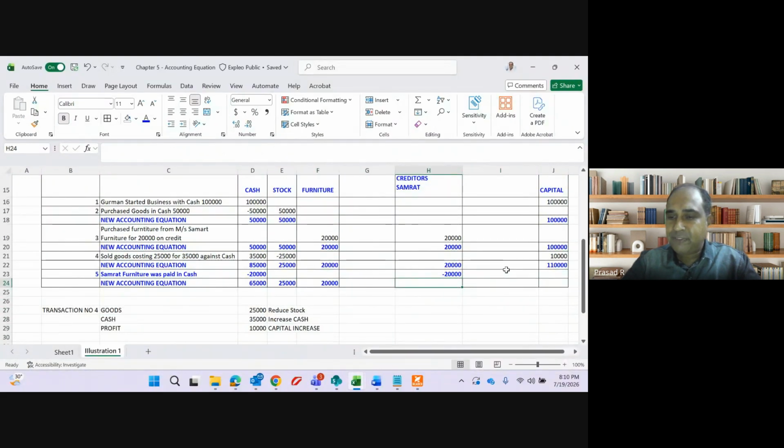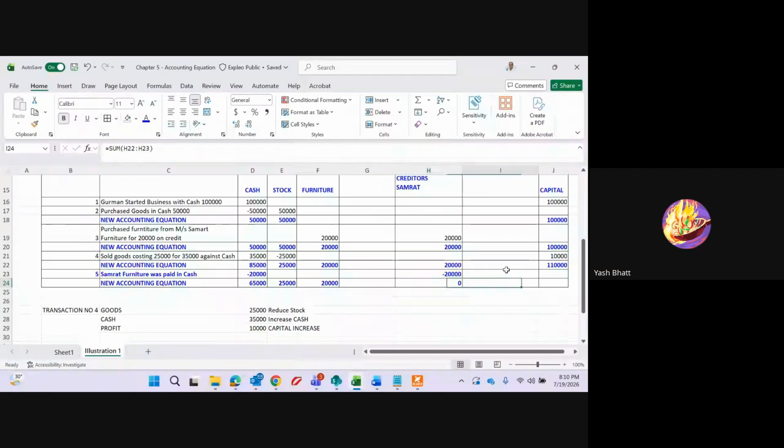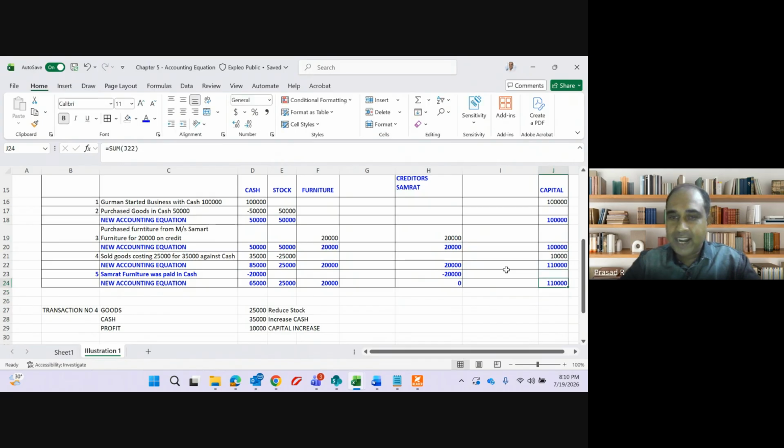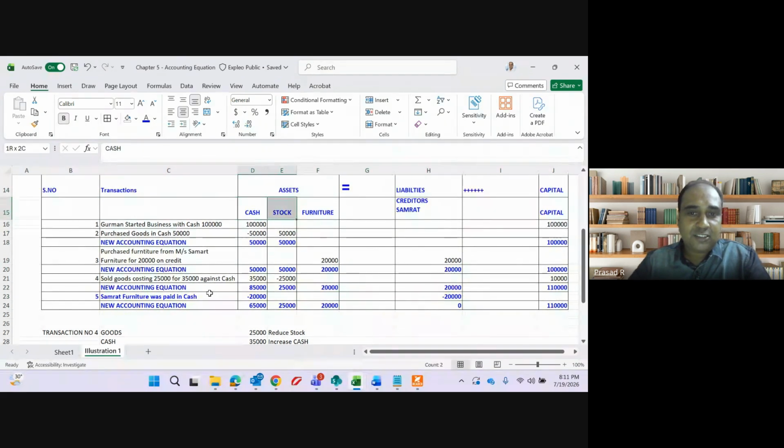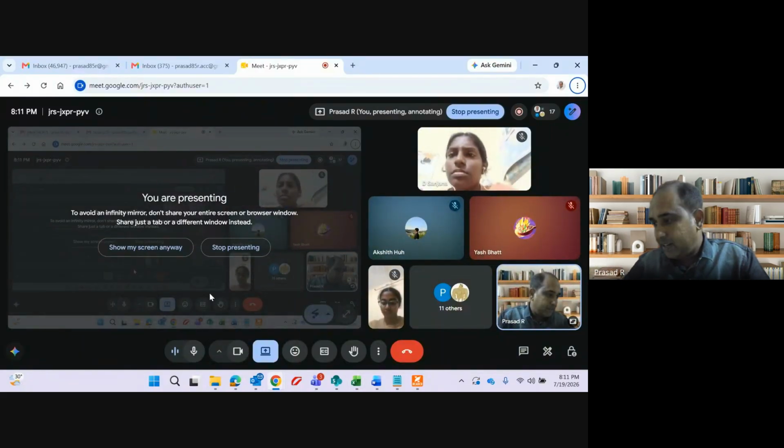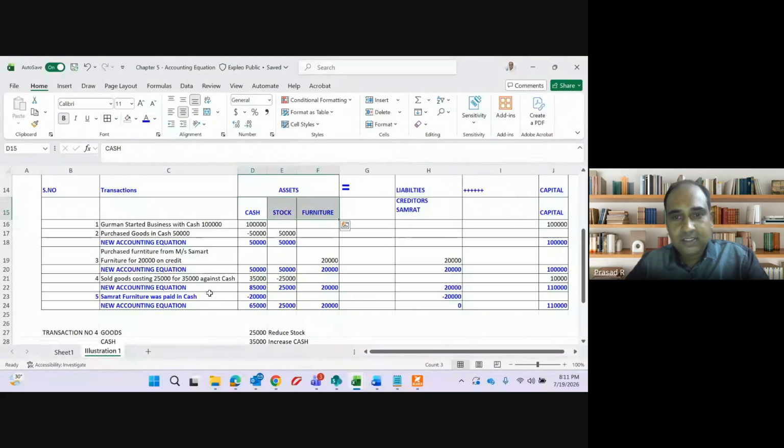How much is my liability left? Zero. Nil. And my capital is 1,10,000. Just see whether it is tallying. It is tallying. So this is my new accounting equation, guys. Assets 1,10,000. Creditors has become zero and capital has become 1,10,000. In your book, it is not given as cash, stock and furniture, but we have to maintain it separately. Illustration 1, it is not given. This is the correct answer.